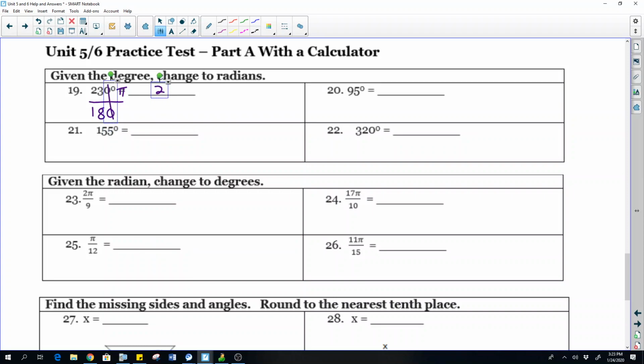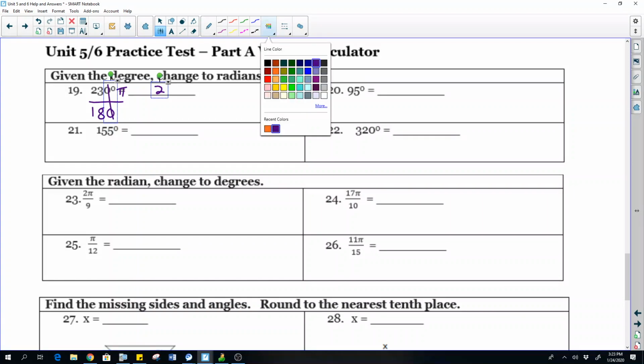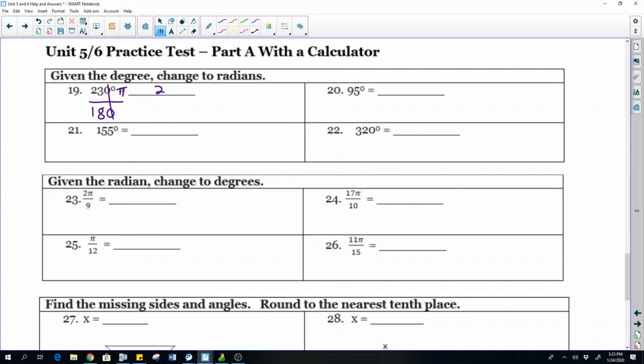Why does it keep doing that? Maybe it wants a different color. How about green? Ooh, that's a weird looking green.